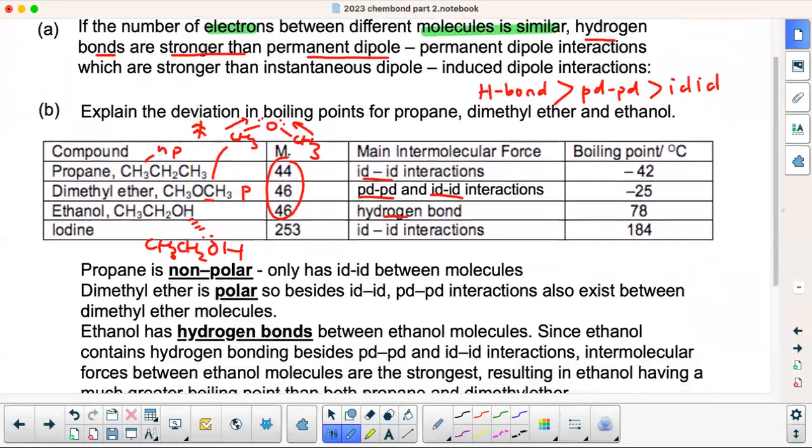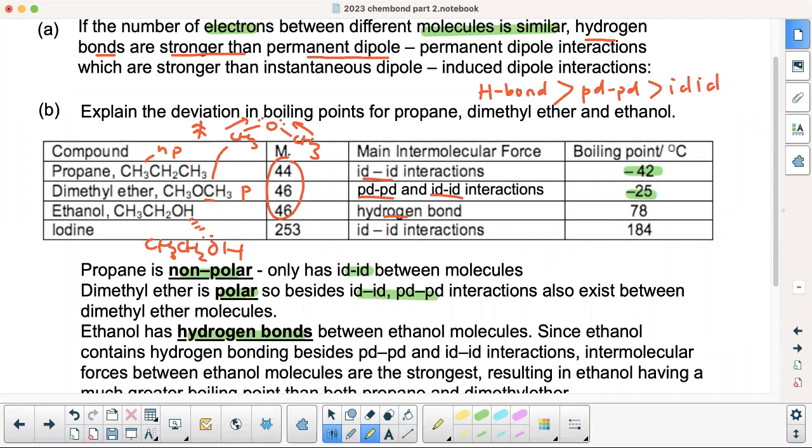Propane is non-polar, so it only has ID-ID. Dimethyl ether is polar, so it's ID-ID and PD-PD. And ethanol has H bond. So you can see from here that this has the lowest boiling point because it only has ID-ID. Then the one that has the next highest boiling point is what? Dimethyl ether, because it has PD, ID.